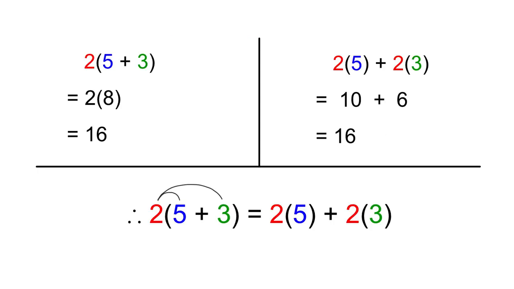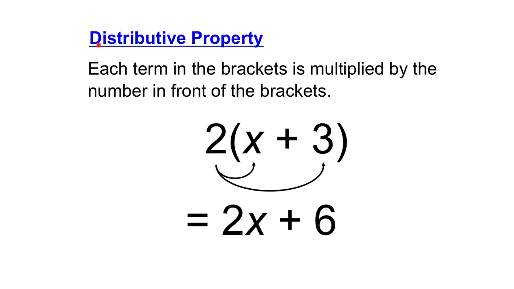All right, so let's take a closer look. 2 times 5 plus 3 is 16. 2 times 5 plus 2 times 3 is also 16. So if we put those two ideas together, when you have 2 times 5 plus 3 in brackets, it's the same as 2 times 5 plus 2 times 3. Normally, I'm going to draw it like this: the number in front of the brackets multiplied by each term in the brackets. This is called the distributive property. Each term in the brackets is multiplied by the number in front of the brackets.